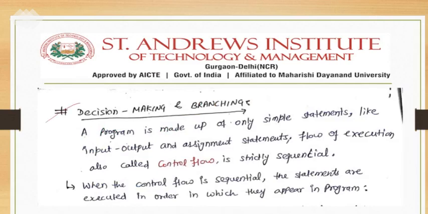A program is made up of simple statements like input output statements and assignment statements. The flow of execution is also called the control flow. Strictly sequential execution means the statements are executed in the order in which they appear in the program. Branching and decision making statements work on top of the input output and assignment statements.